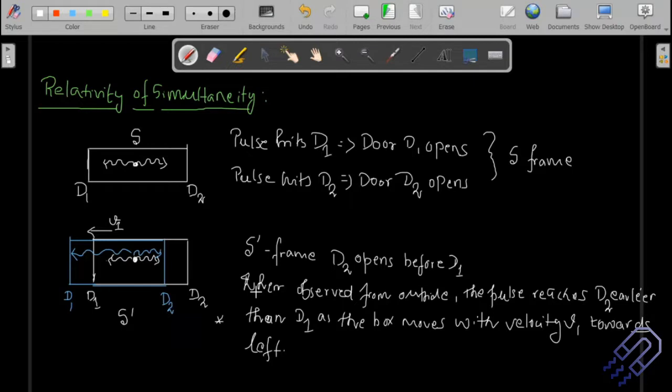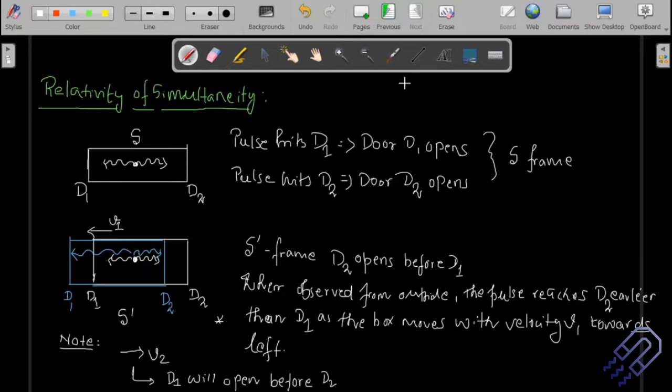The same thing may happen if it moves in the other direction. If you want to add some more explanation, you can consider the box moving in the other direction. If this is the direction, let's say v2, then in that particular case, D1 will open before D2. That's the idea.